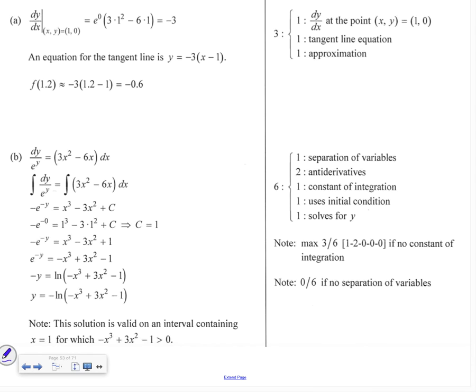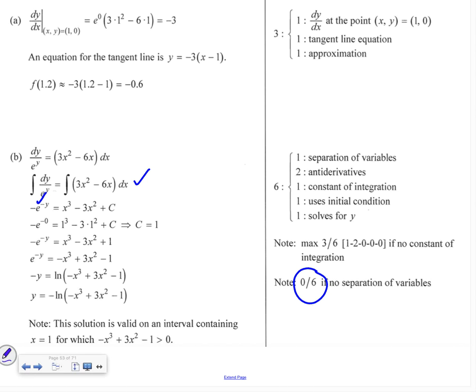So you get 1 point for finding dy over dx at the point 1, 0. So you're getting negative 3. You get 1 point for the tangent line equation and 1 point for the approximation of negative 0.6. For your separation of variables, you have to do it, otherwise you get 0 points. We've talked about that before. So we separated the variables, which is this step.